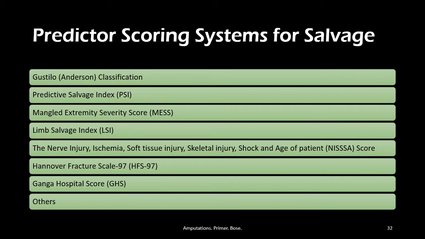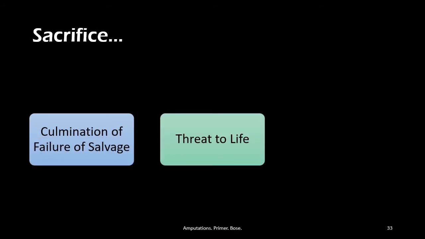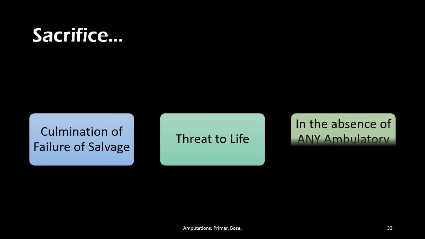There are many predictor scoring systems for salvage. This is not important for you to remember, but just to show you, the physicians use many different scoring systems to see if the limb can be preserved. The ultimate decision to perform an amputation is basically sacrificing the limb. So this is the culmination and failure of all salvage options. Everything that can be done to save the limb has failed.